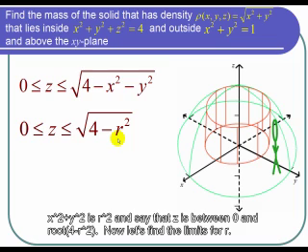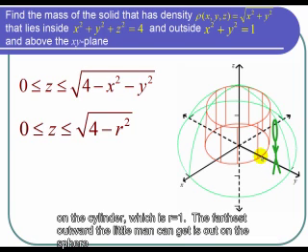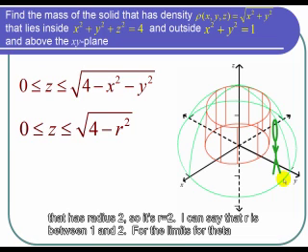So now let's find the limits for r. I look at my little man, and I notice the very farthest inward the little man can get is on the cylinder, which is r equals 1. And the farthest outward the little man can get is out on the sphere that has radius 2. So that's r equals 2. So I can say that r is between 1 and 2.